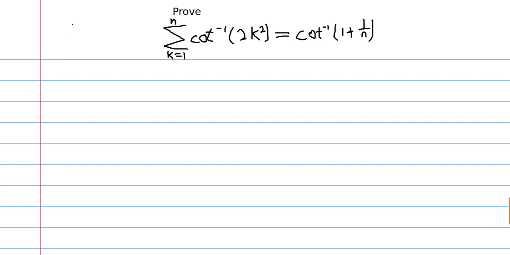nicely collapses. And so what we have here is the sum, as k goes from 1 to n, of the inverse cotangent of 2k squared. And we want to prove that the sum of all of this, and by the way, these are in radians, that is very important to note, and we're trying to prove that this is equal to just the cotangent inverse of 1 plus 1 over n.